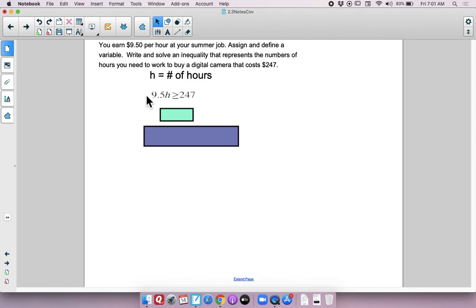Okay, and now it's off to the races, right? Divide both sides by 9.5. I'll do that math for you. How nice. H is greater than or equal to 26. So what would our answer be? No naked numbers. At least 26 hours. There's lots of different ways you could say it. You could say 26 hours or more, something like that.